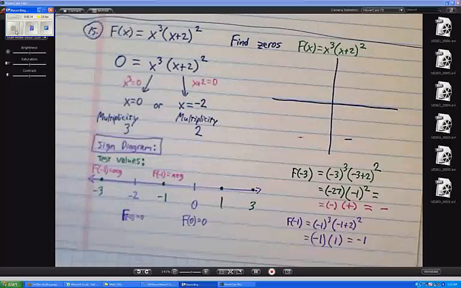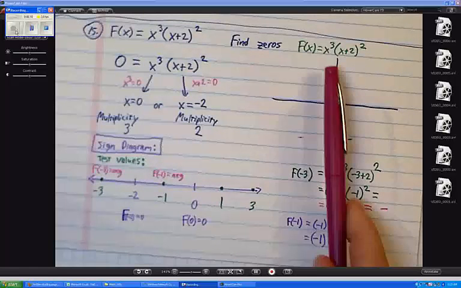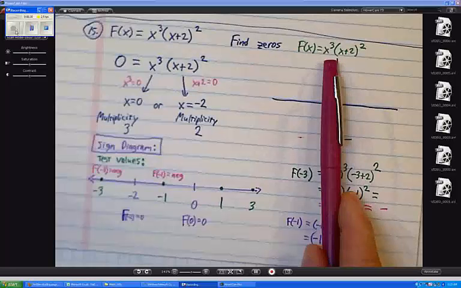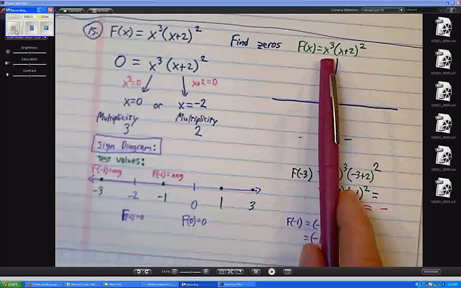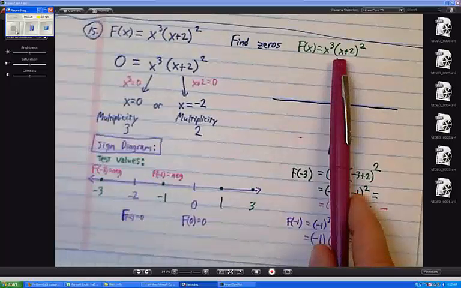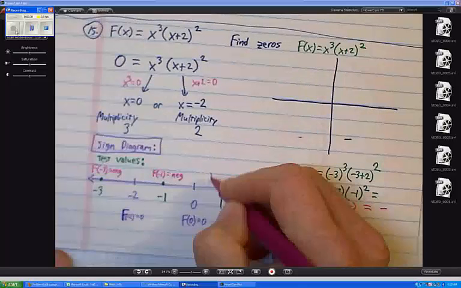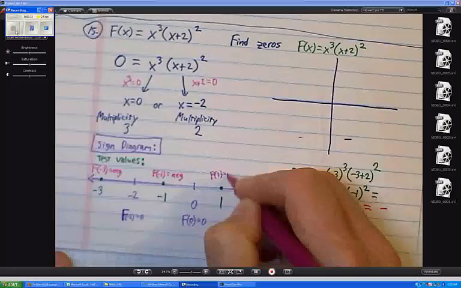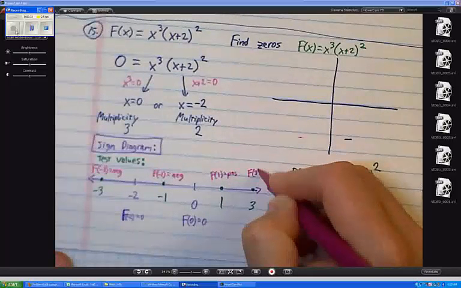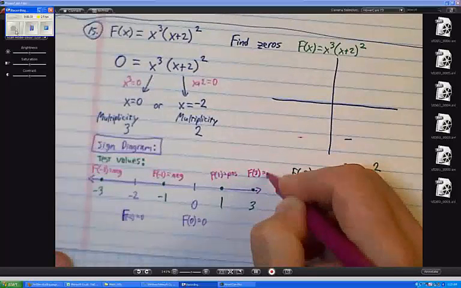How about f of 1? If I put in a 1 into this, you know what? I don't even have to write it out. I can just kind of look for this one. 1 cubed times 1 plus 2 squared. I don't see any negatives anywhere in the whole thing. So f of 1 is going to be what? Positive. What about f of 3? F of 3 is positive, right?